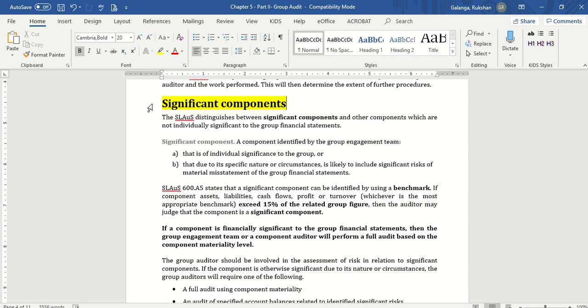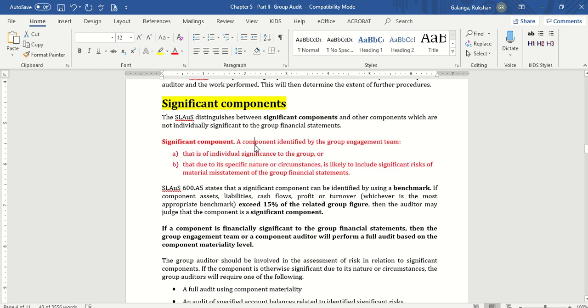කවුද මේ significant component එකක් කියලා කියන්නේ? Significant and other components. ඒ කියන්නේ component එකක් නැත්නම් subsidiary එකක් ගත්තොත් සමහර subsidiaries significant. සමහර subsidiaries are not significant. So we call it the other component. So what is a significant component? Look at this. The definition given in the standard.